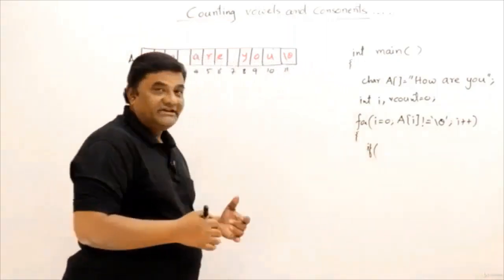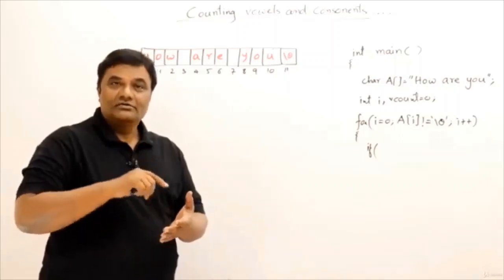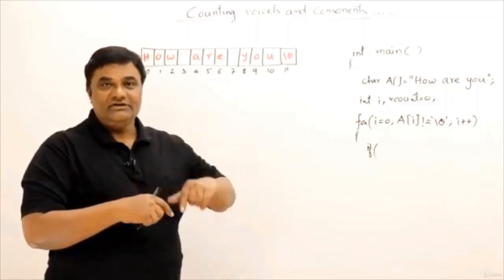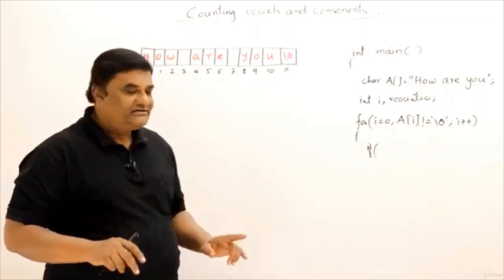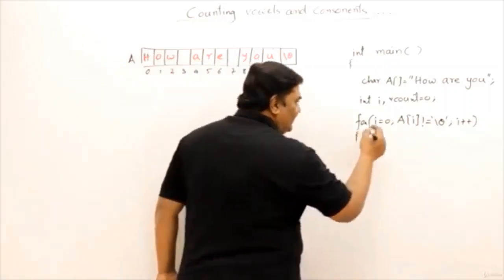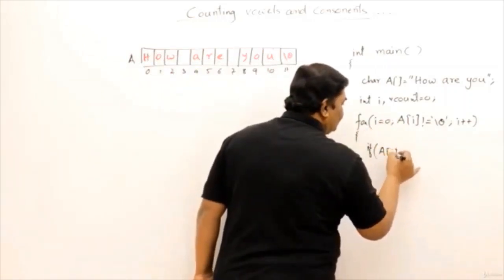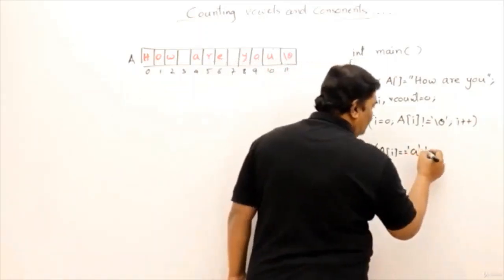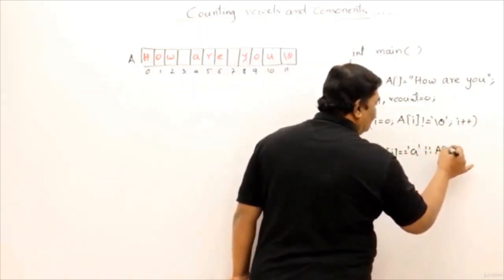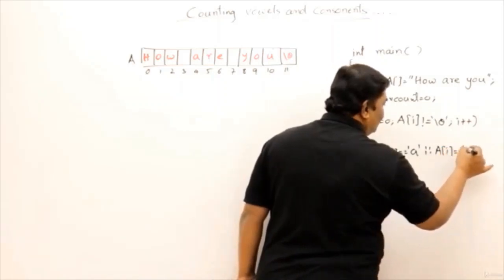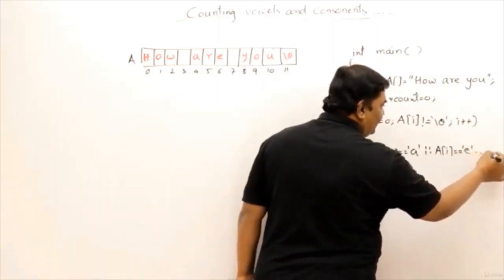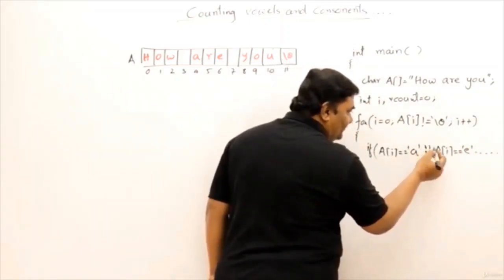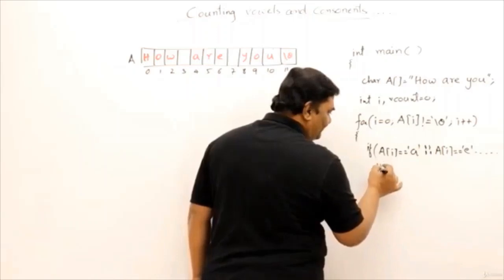So how to check whether it is A or E or I or O, U? Also, it can be uppercase and lowercase. So I have to write so many conditions. I will write a few here, like if A of I is equal to lowercase a, or if A of I is equal to lowercase e. Same way I should write for all. Then in between these two conditions I am using or. So be careful of this one.